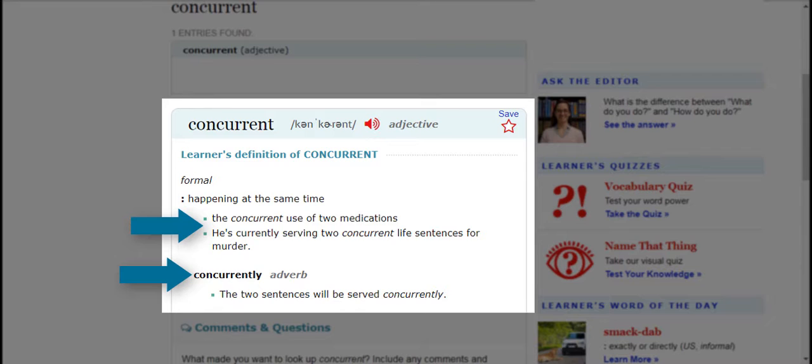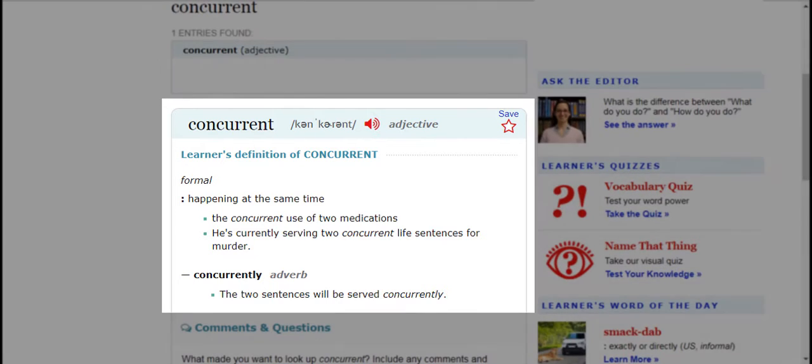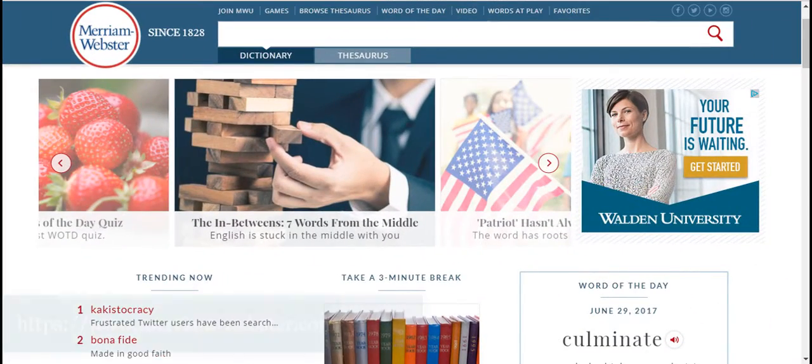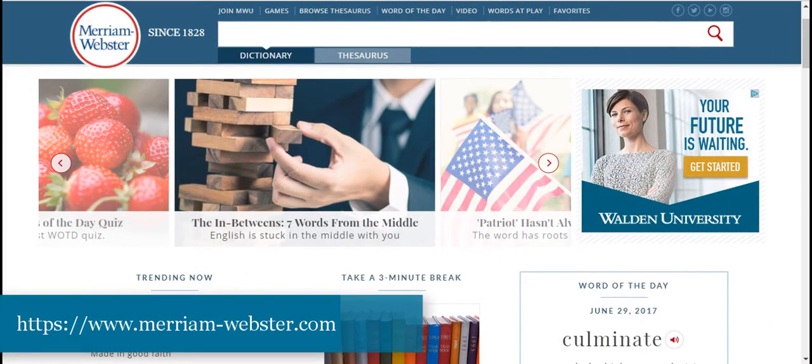A learner's dictionary can be especially helpful if the word is entirely new to you, or if you are a multilingual learner, because it includes basic information and a straightforward definition that doesn't require you to know more complex vocabulary. If you want more information about a word, maybe more examples or a more nuanced definition, try using the more advanced Merriam-Webster's online dictionary.